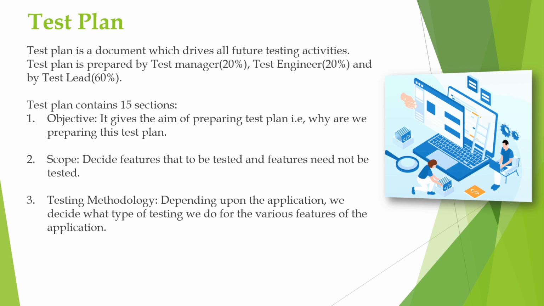There are 15 sections in a test plan. We'll see one by one what these 15 sections are. First is objectives. It gives the aim of preparing the test plan. That is, it will tell us why we are preparing this test plan. It will tell us the purpose of preparing the test plan.